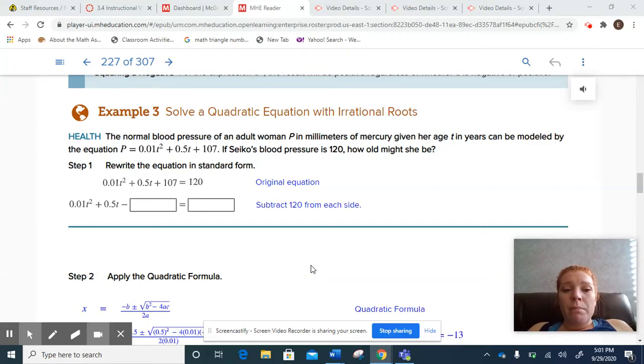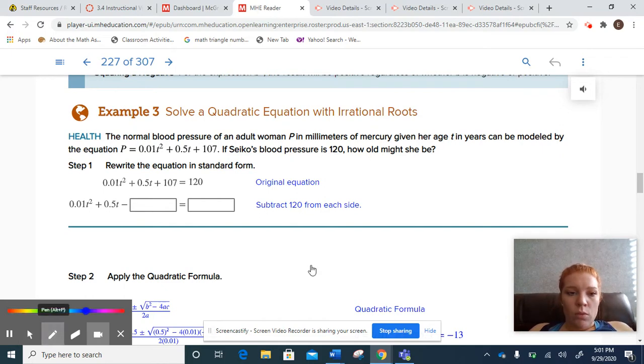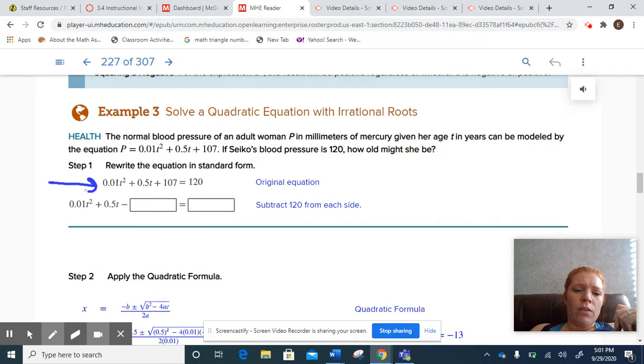So example 3 is a perfect example of when it is a good idea to use the quadratic formula. The reason why is because look at the numbers that they give you. If you look at the numbers in this equation, I'm seeing 0.01, 0.5, we see some larger numbers here, but because they're decimals, I'm not going to factor that. I'm not going to use completing the square. I know the quadratic formula, all I got to do is take the numbers and plug them in.